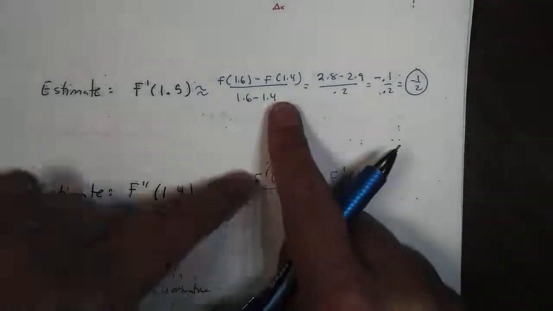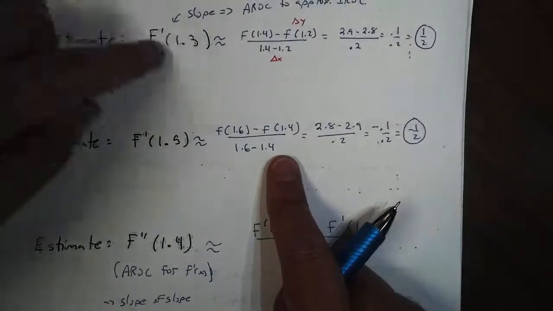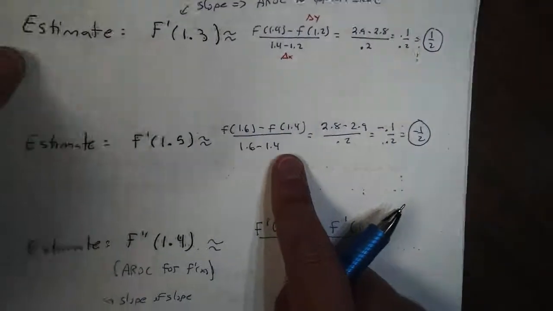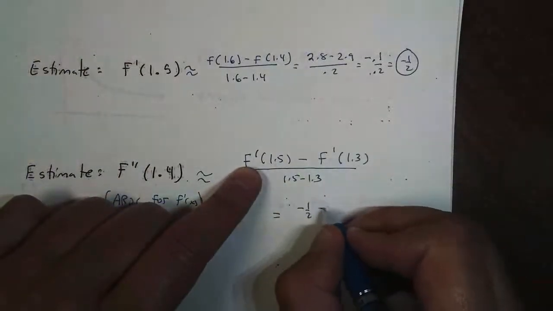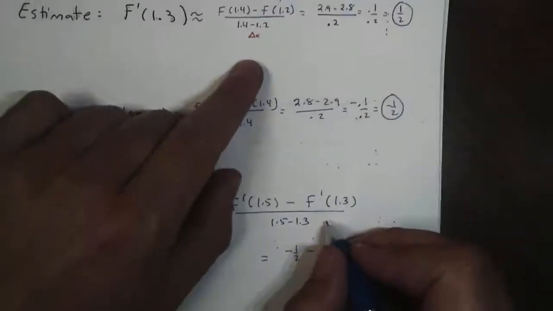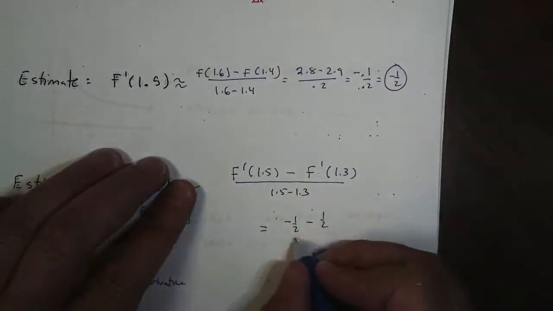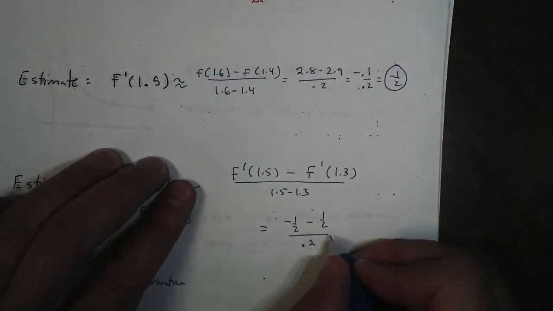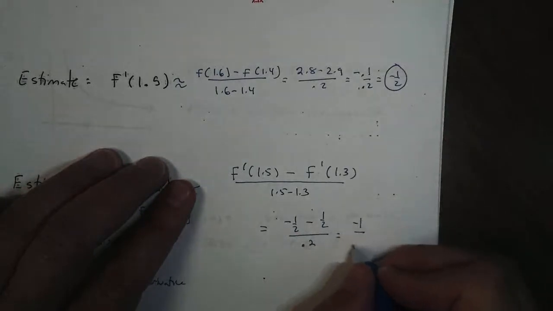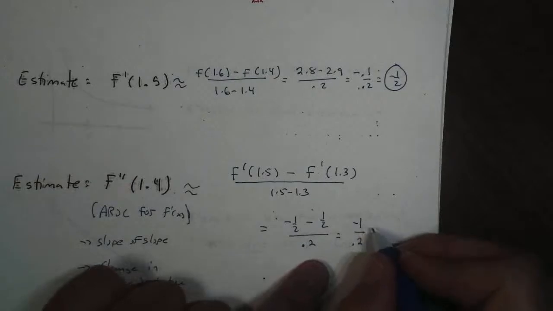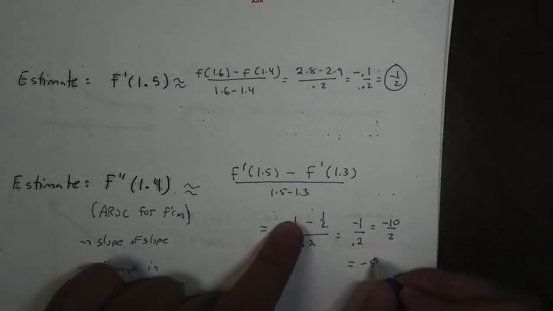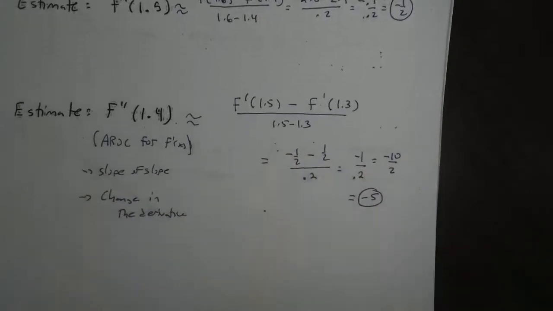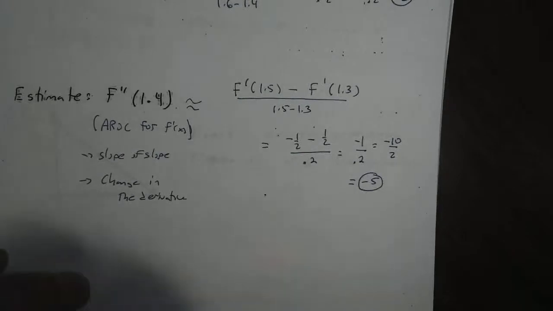Remember that? Look at this. The f prime 1.5. Again, the test, the AP, they'll lead you into all of this. They're going to give you everything you need. So f prime of 1.5, we know is negative 1/2, minus f prime of 1.3, which we said was also 1/2, over 0.2. So that becomes negative 1 over 0.2, which is, what's that? If I move the decimal over, negative 10 over 2, or negative 5. Very good question. Very good.